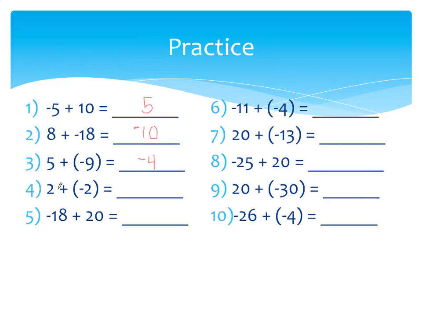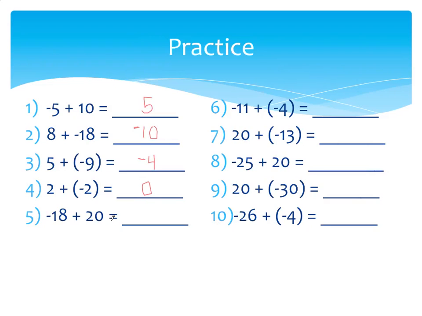Let's do another one. 2 plus negative 2. Are the signs the same? No, because I have a positive number and a negative number. So I find the difference. 2 minus 2 is 0. Well, since 0 is neither positive or negative, I don't put a sign. 0 is like neutral. So I don't need a negative sign or a positive sign. I just leave it as 0.